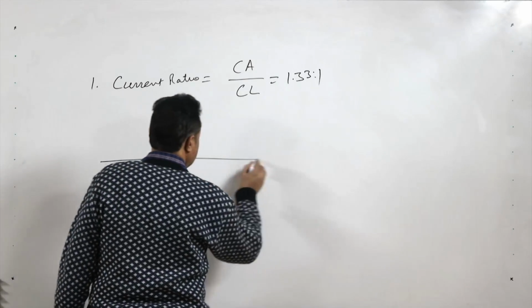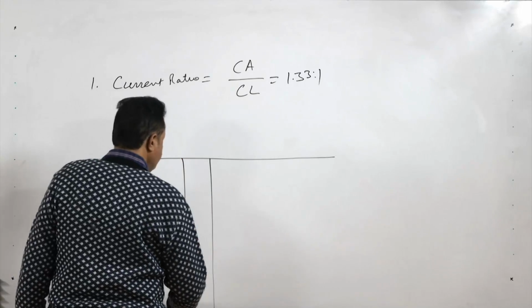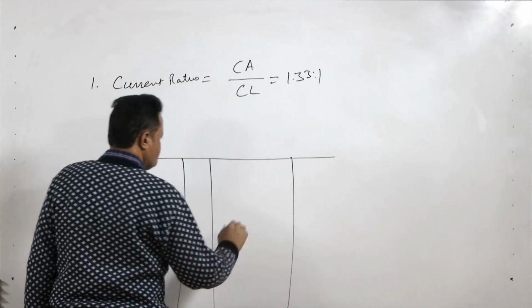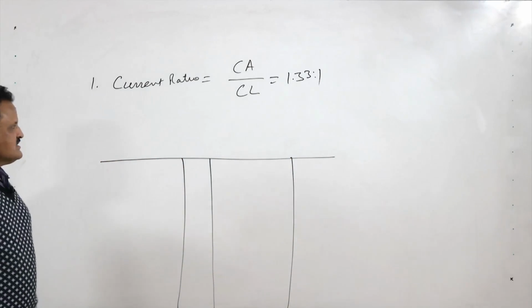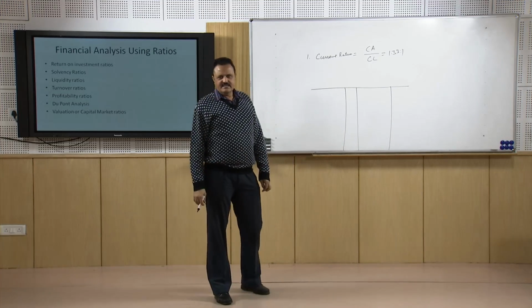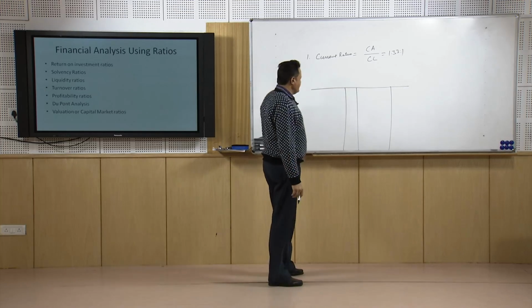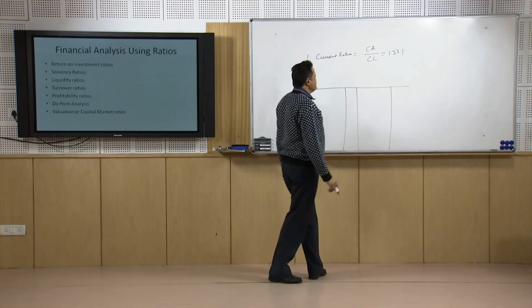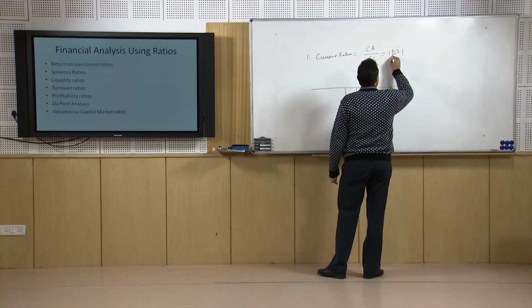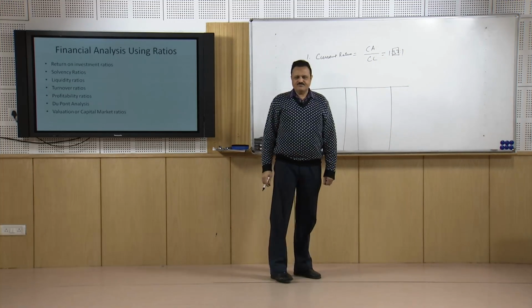So 1.33 is to 1 means that the people who are interested in the liquidity position of the firm are interested that the amount of the current assets in the firm should certainly be more than the current liabilities, right. So this extent of 0.33 or 1/3 of the current assets is considered as a cushion.